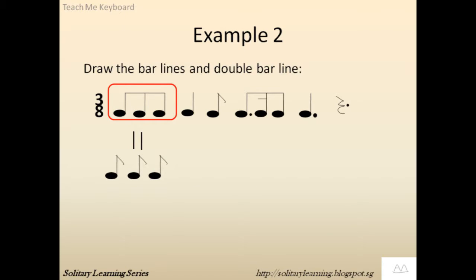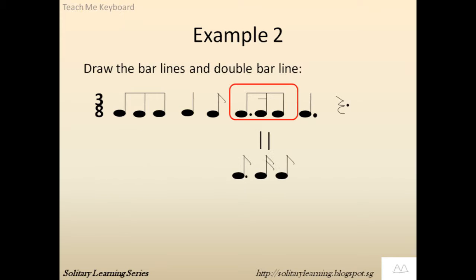See 3 notes joined together by a single line? These are 3 quavers. There are also 3 notes joined together by a single line here, but you notice that there's a slight difference from the one before. Here, the first note has an extra dot, the second note has an extra line, and the third note doesn't have a dot or a line.